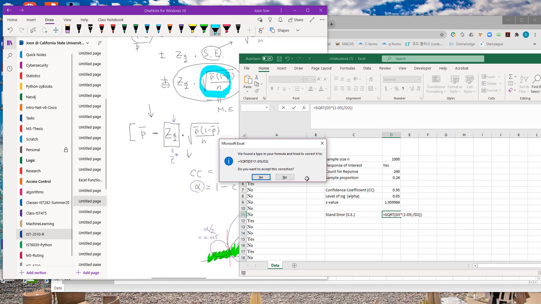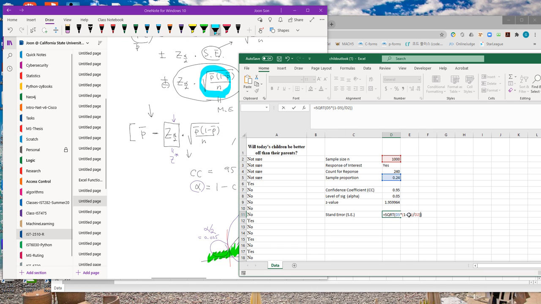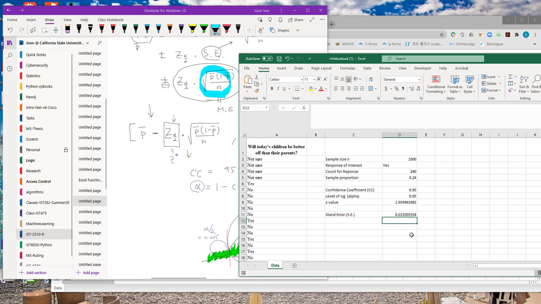Oops, let's see. Okay, you know what? Let's see. The square root of D5 multiplied by 1 minus D5, divided by 2. Oh, I think I put an extra parenthesis. Okay, that's the square root, right? Okay, so that's the value. That's the standard error. Now, once we have the standard error, I can calculate the marginal error, right?